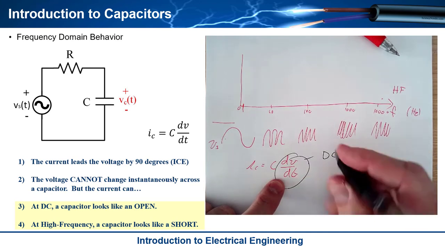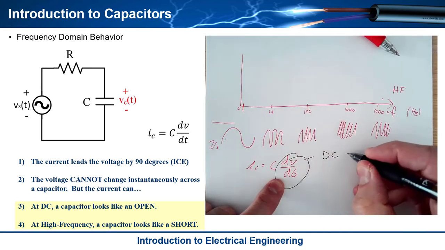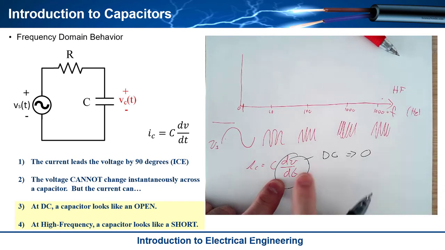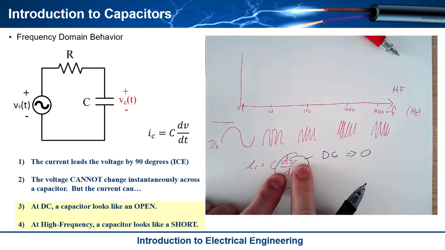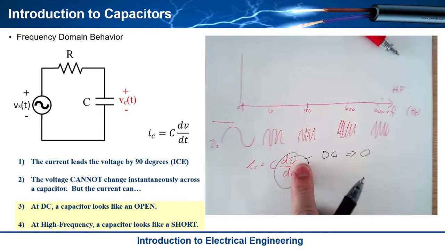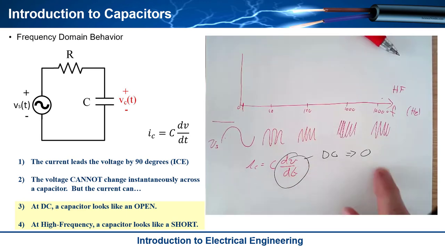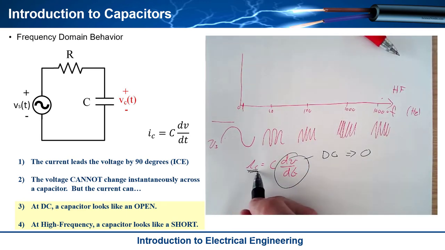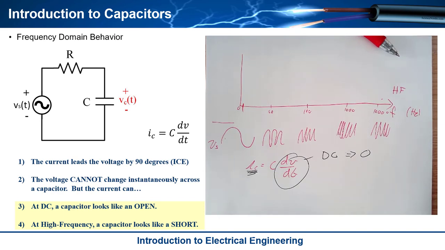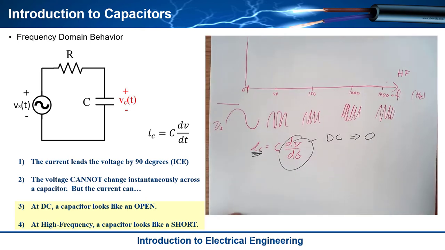Okay, and so this is 0. Okay, so dV/dt leads to this component being 0 because there's no change with respect to time. Why is that interesting to us? Because that means that there's no current flowing through the capacitor. Why is that interesting? It's because if there's no current flowing through it, it looks like an infinite impedance, or said another way, an open circuit.